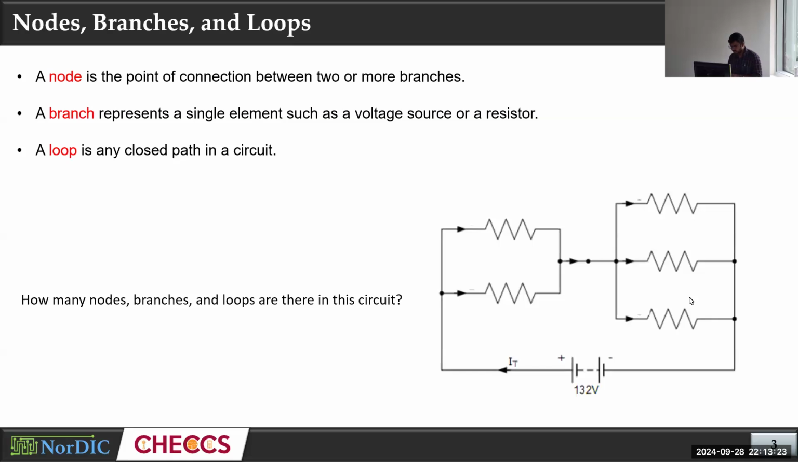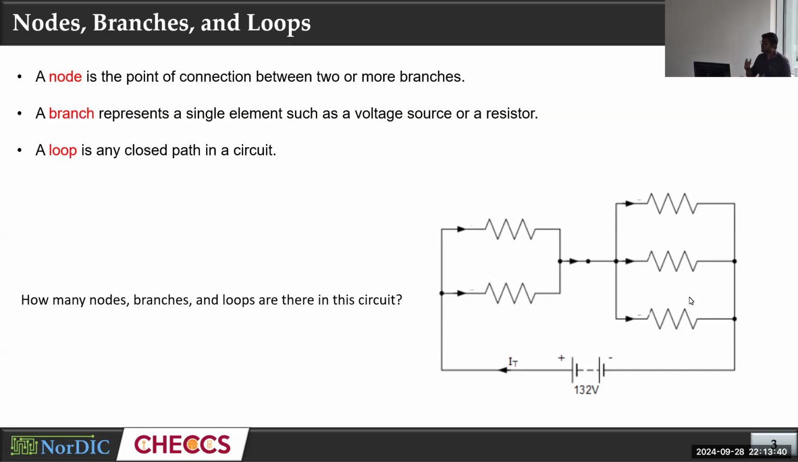So let's have a look at this example here. Let's count the number of loops, nodes, and branches together in this circuit. So first let's start with the branch. Can anybody tell me how many branches are there in the circuit?